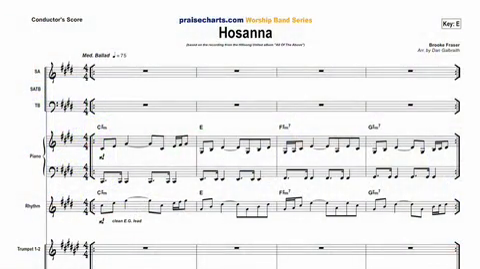PraiseCharts is committed to providing you the best possible resources to enhance your worship and your music ministry. When you're using rhythm tracks, or click tracks for that matter, be sure that you're using the PraiseCharts arrangements that are available on our website.